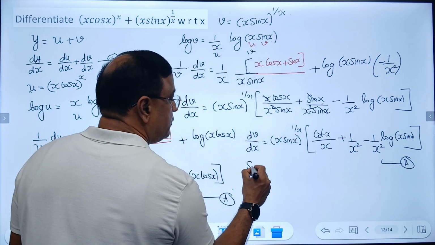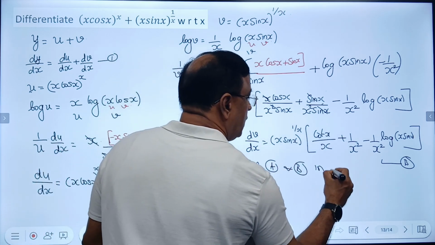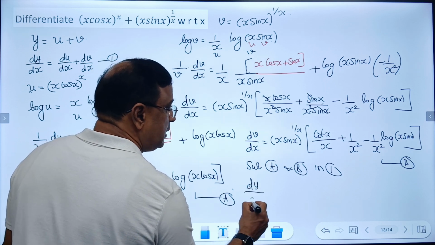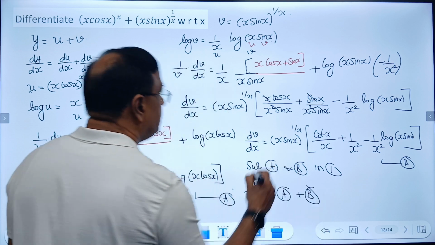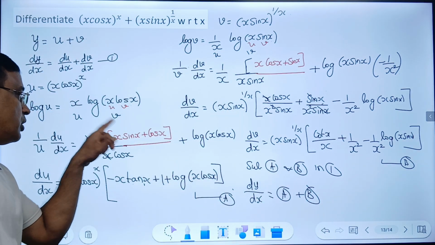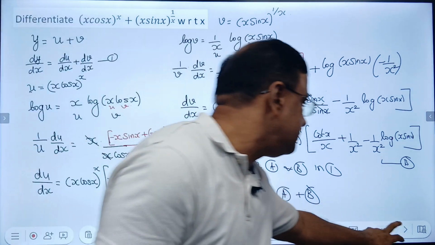Now substitute a and b in 1. So what is dy by dx? dy by dx will be a plus b. Very simple, but very, very important question, because you are using product rule. Again, you are using product rule inside that. Okay, it's a nested thing.